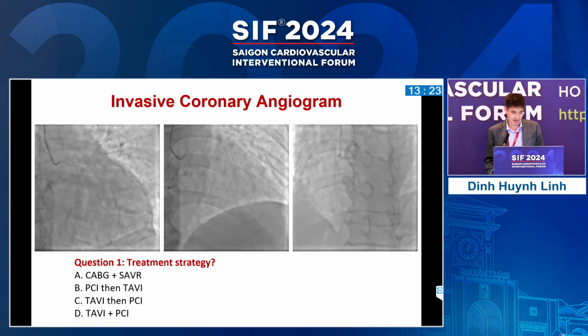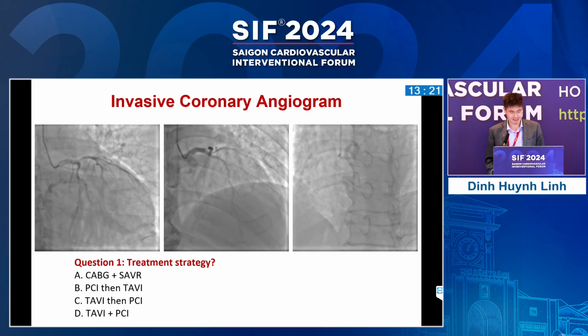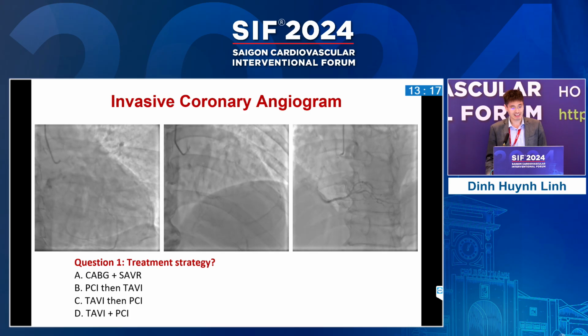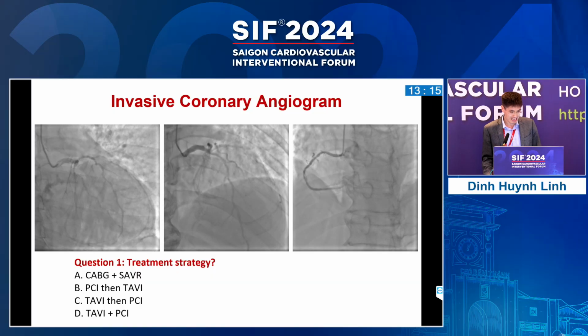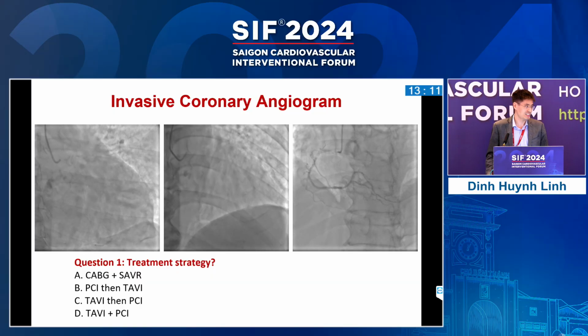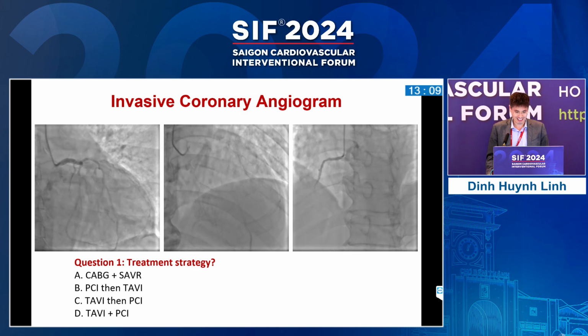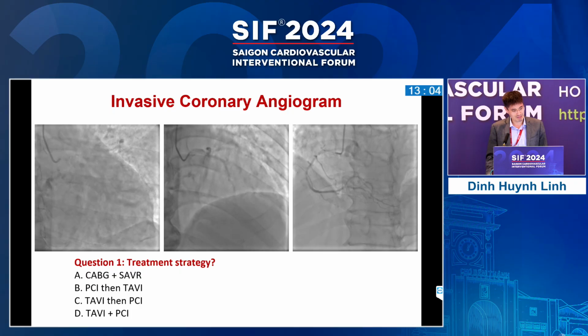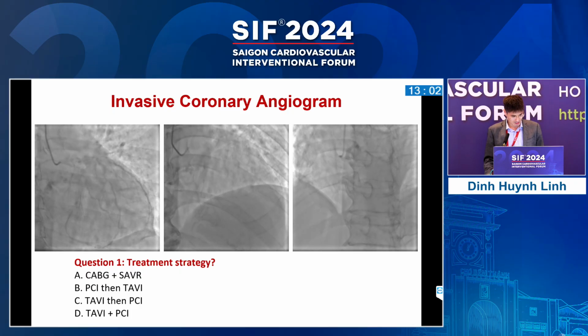angiogram. And it would be an easy decision for us if you could see a clear culprit lesion. But you can see here, there is not a very clear culprit lesion. Yeah, it's a headache for interventionists. You don't know where to do the PCI.